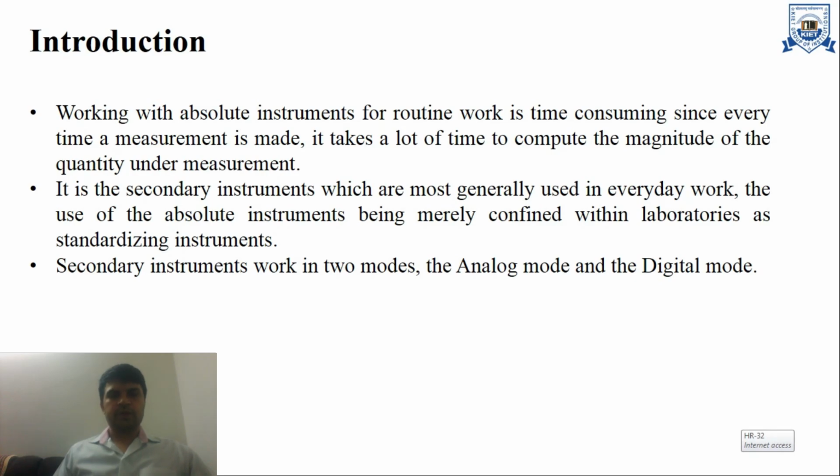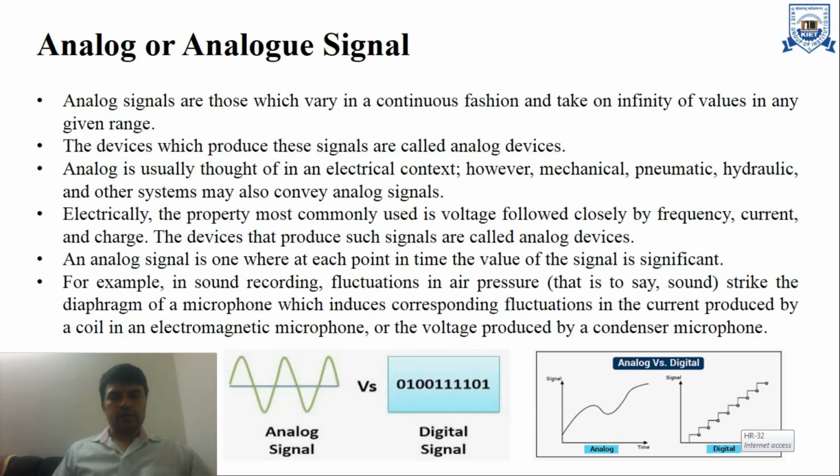Secondary instruments work in two modes. First mode is analog mode and second mode is digital mode. So here is the definition of analog signal. Analog signals are those which vary in continuous fashion and take on infinite number of values in a given range. The devices which produce these signals are called analog devices.